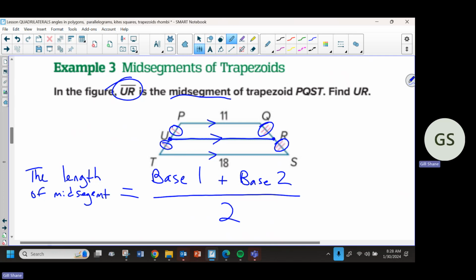And sometimes they're not going to give you one of the bases. They'll give you the mid-segment and one of the bases, and you have to figure out the other base. That's the other type of problem, which uses the same formula, you just solve it differently. We'll probably do one of those. So again, all I would do is say 11 plus 18, divide that by 2. What's that? 29 divided by 2, so 14 and a half. That should have been the answer to 3.